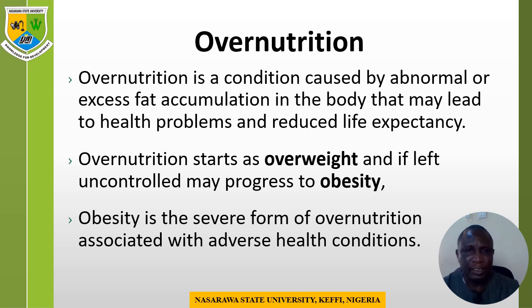Now let's look at the second aspect of malnutrition, which is overnutrition. What is overnutrition? Overnutrition is a condition caused by abnormal or excess fat accumulation in the body that may lead to health problems and reduce life expectancy. Overnutrition starts as overweight, and if left uncontrolled may progress to obesity. Obesity is the severe form of overnutrition associated with adverse health conditions.